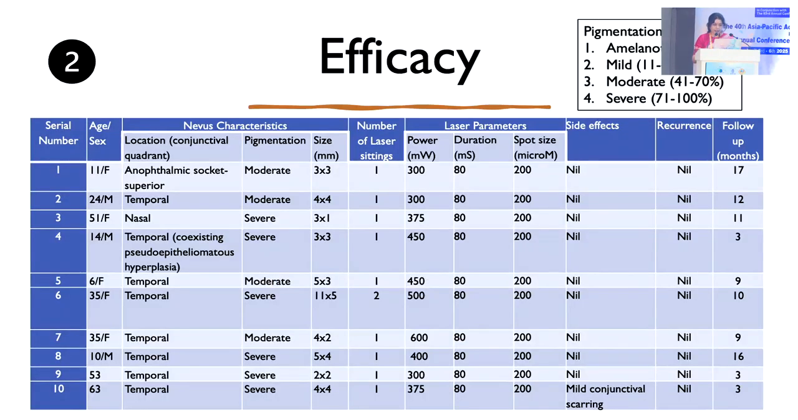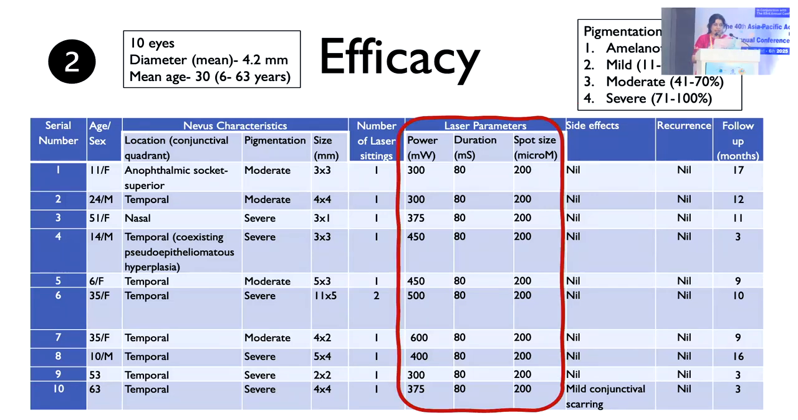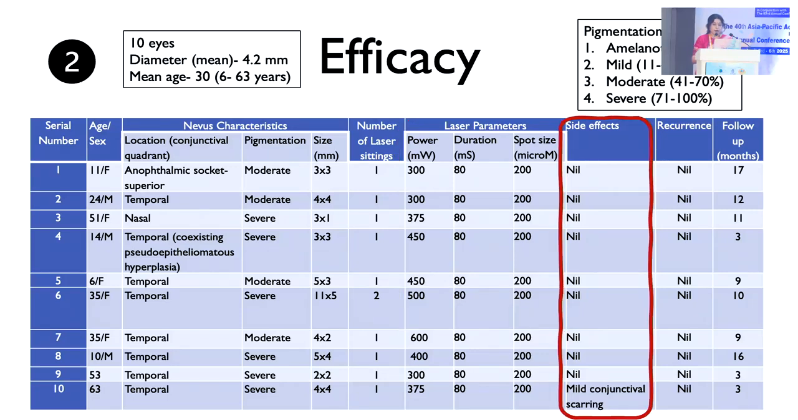Moving on to the efficacy, we included moderate to severely pigmented conjunctival nevus, 10 eyes of 9 patients with a mean diameter of 4.2 millimeter, the mean age being 30 years, ranging from 6 to 63 years. I would like to draw your attention to the laser parameters. The power ranged from 300 to 600 milliwatt, the duration was 80 milliseconds, the spot size being 200 micrometer.